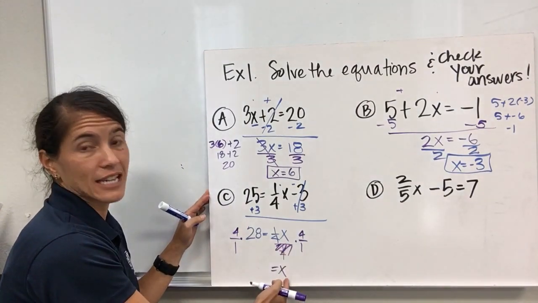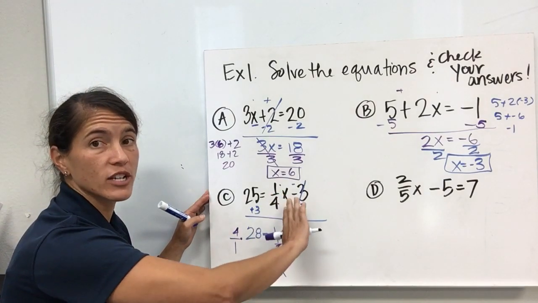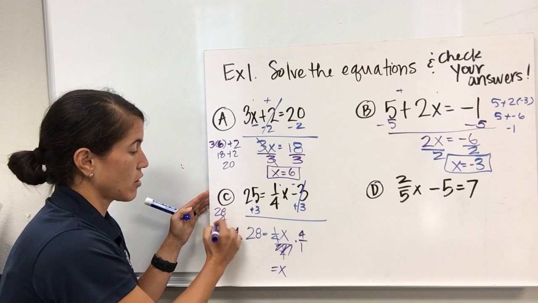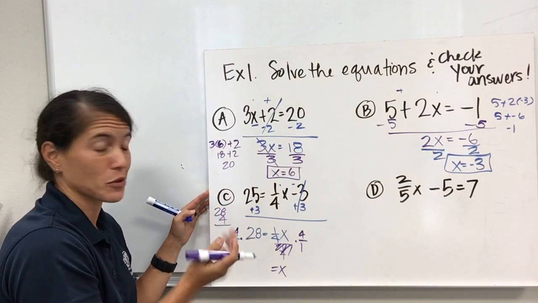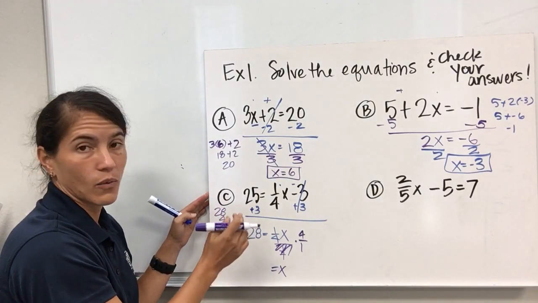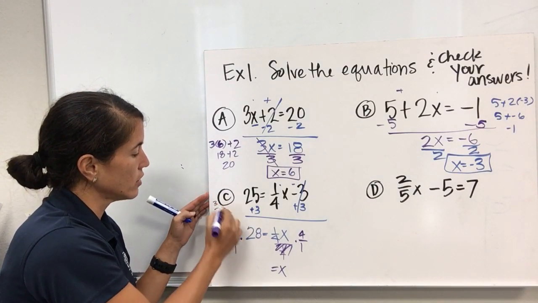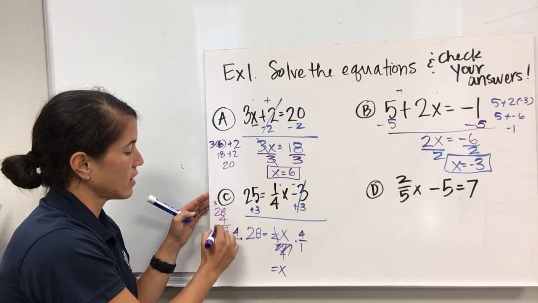And I'm bringing my x down. Notice my x is on the right side of the equation, so I'm just going to leave it on the right side. 28 times 4, I don't know what that is off the top. I know 25 times 4 is 100. So this is going to be, what, 112. So 8 times 4 is 32. 4 times 2 is 8, 112.